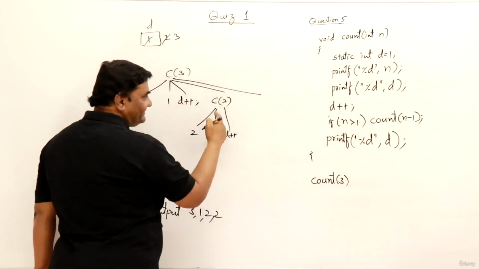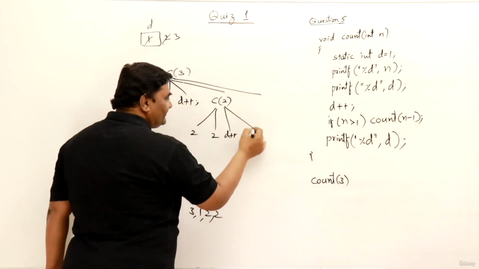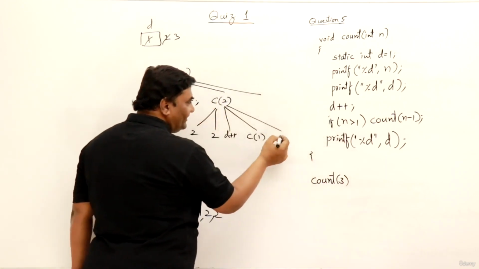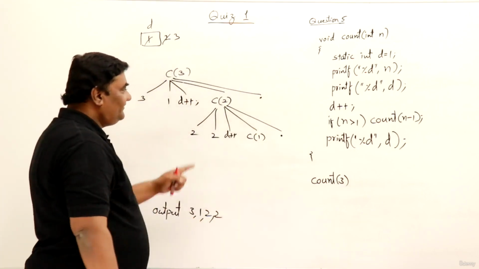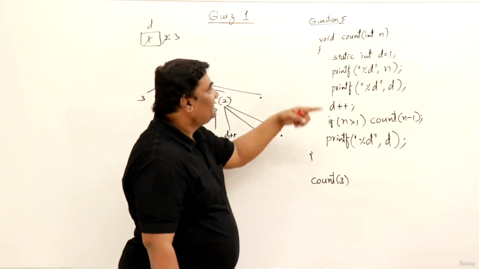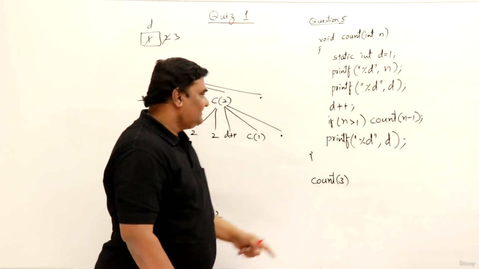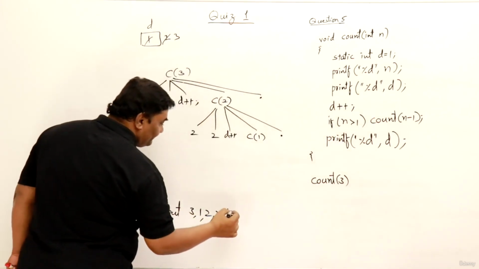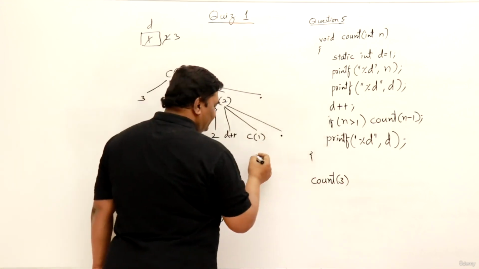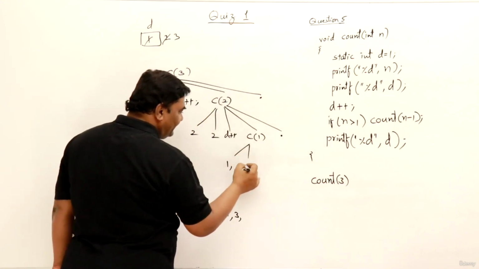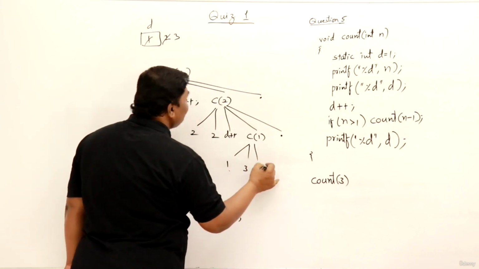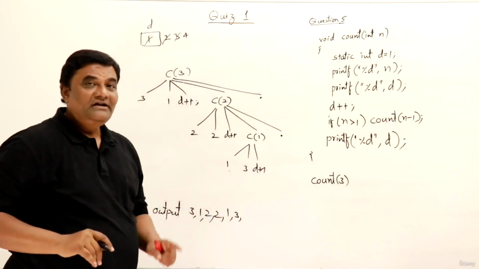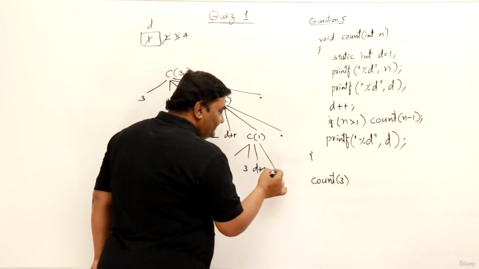Is n greater than 1? Yes. Call itself for n minus 1, so C is called for 2 minus 1, which is 1. The printing after that will be done afterwards. This time n is 1. Print n, 1. Then print d. d is 3. So print 3. Then d plus plus, so d becomes 4. Then is n greater than 1? No, it's not. So calling is not done.